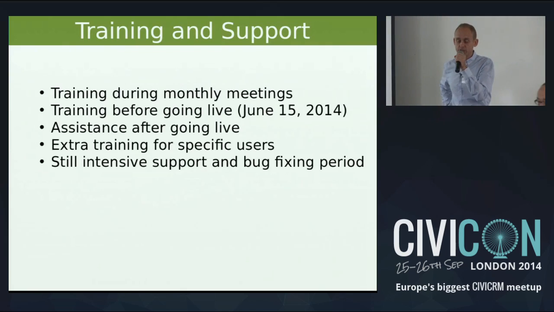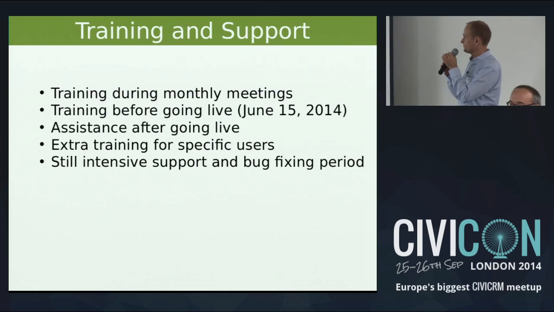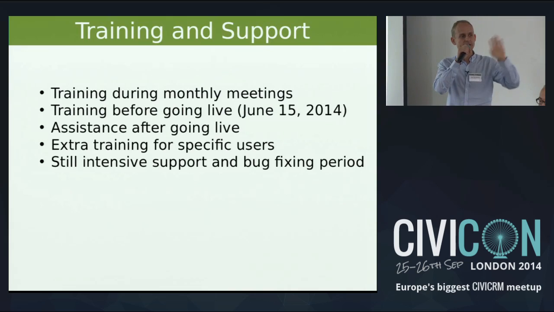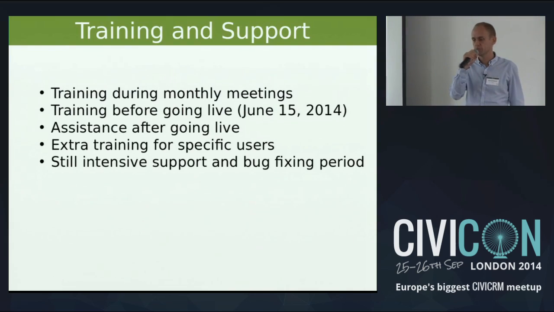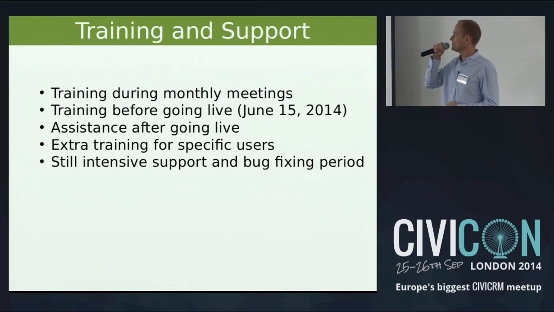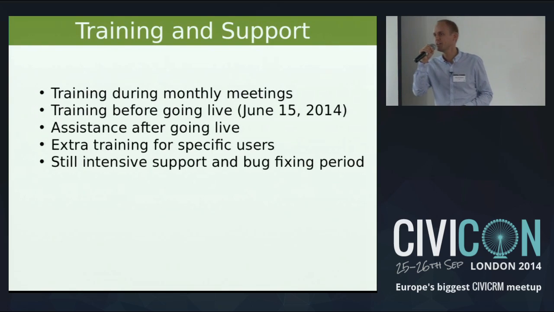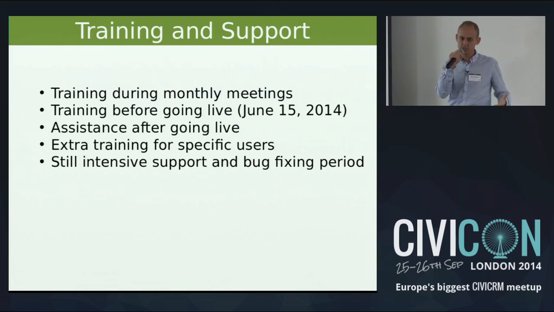Then a very important aspect of the project was training and support. Instead of rolling out the system, giving a two-day training and saying, okay, now you know how to use it, just do it, we involved them from the start. During our monthly meetings, we explained what we knew about the system. The first months we knew only a little about CiviCRM, but it increased every month. And so with us, they discovered the possibilities of CiviCRM.